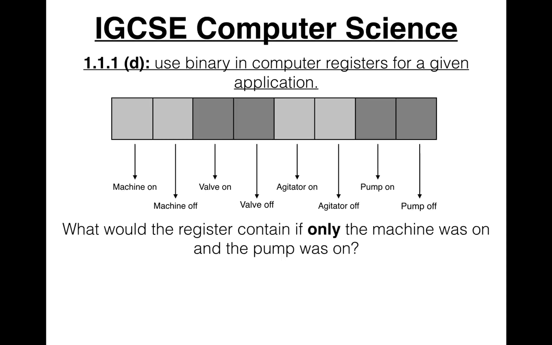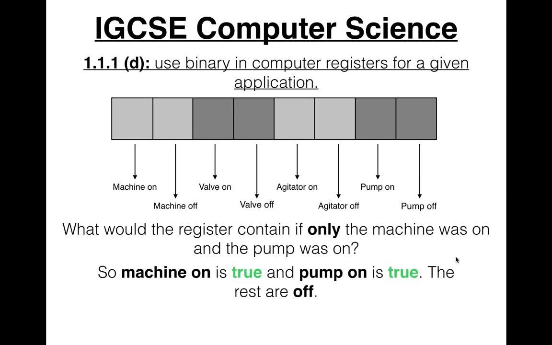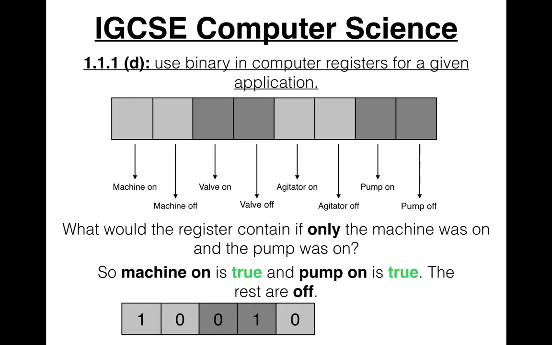What would the register contain if only the machine was on and the pump was on? Again, we look at the question. Machine on is true, and pump on is true. The rest are off. So machine on is true, machine off is false. Valve on is false, valve off is true. Agitator on is false, agitator off is true. And pump on is true, and pump off is false.